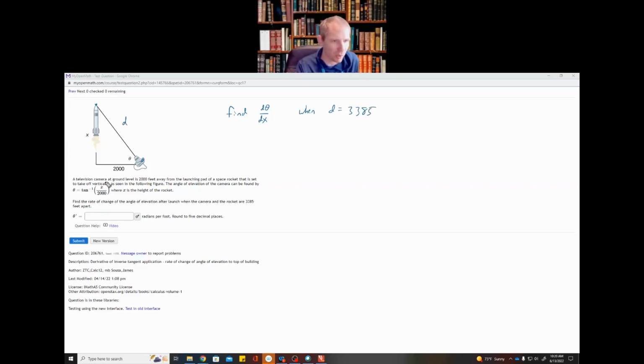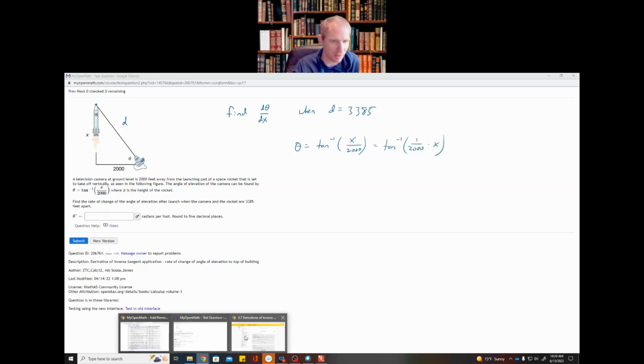Okay, so I'm going to start with this equation that we were given. Theta is tangent inverse of x over 2,000, or you could think of it as 1 over 2,000 times x. And what we want to do is take the derivative of both sides. Now, once again, I'm going to refer back to the book really quickly and just point out some things that we get.